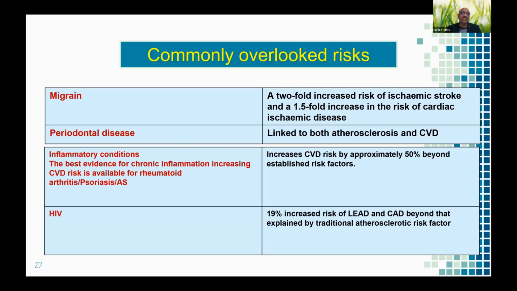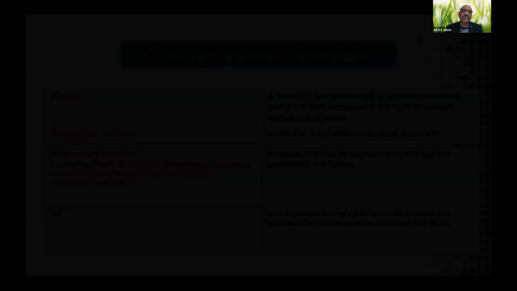Suppose your diabetic patient has come with a periodontal disease. This is very well linked to both CVD and atherosclerosis. So you look for that. And some other inflammatory conditions: the best evidence for chronic inflammation increasing CVD risk is for rheumatoid arthritis and psoriasis. If these are present, they increase CVD risk by approximately 50% beyond established risk factors. If the patient also has HIV, this goes to 90% risk of CAD beyond that. So these are very important things.